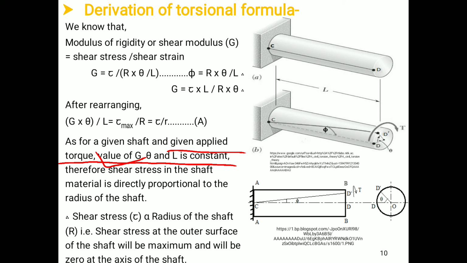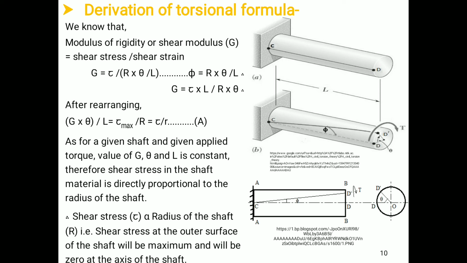and the length is also constant, so it indicates that the shear stress in the shaft is directly proportional to the radius of the shaft. This is a very important relation in the case of the torsional formula. Shear stress in the shaft material is directly proportional to the radius of the shaft. So it indicates that when r is equal to 0, that is at the neutral axis, the shear stress will be 0, and when small r is equal to capital R, that is at the outer surface, the shear stress will be the maximum.